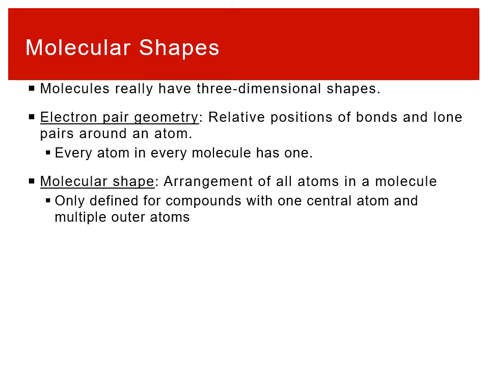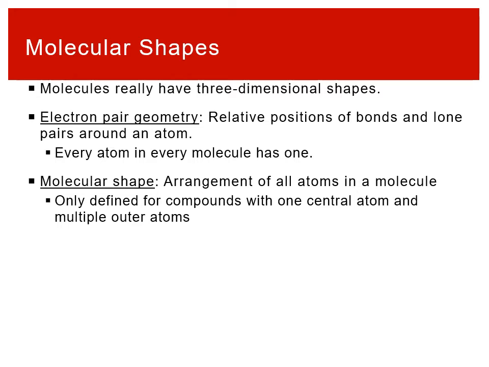So electron pair geometry is something that every single atom in every single molecule has. It's the description of the arrangement of things around that one atom. Molecular shape then describes all of the atoms in one molecule. So this would be a characterization where we say this molecule has one shape. All the atoms within that molecule can have different electron pair geometries, but the whole molecule only has a single shape.